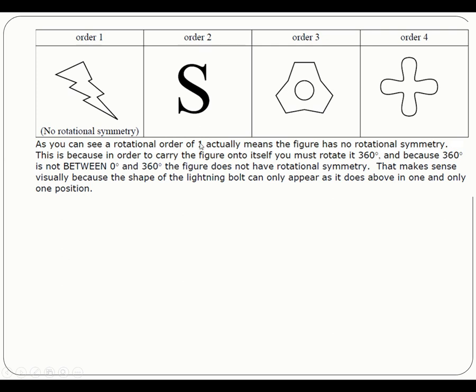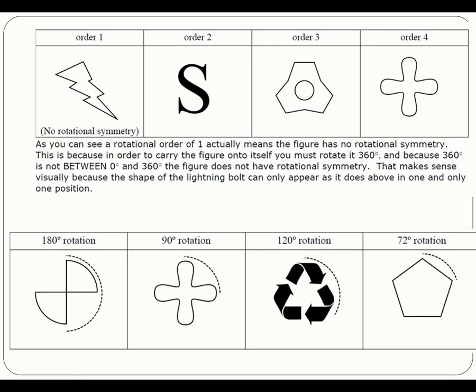If something has a rotational order of 1, it actually means the figure has no rotational symmetry, because if you had to turn the thing all the way around until you got back to the start place, it never really looks like itself. So order 1 technically means it does not have rotational symmetry. So just be careful.